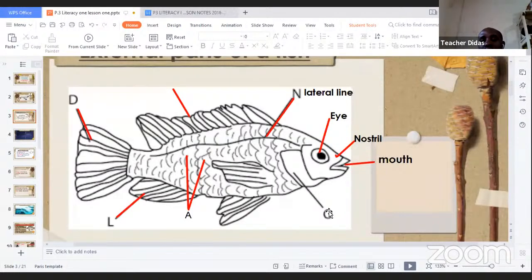Let's go to part O. What name is given to part O? Who can tell me what is part O? It was already said by someone. Winfred.